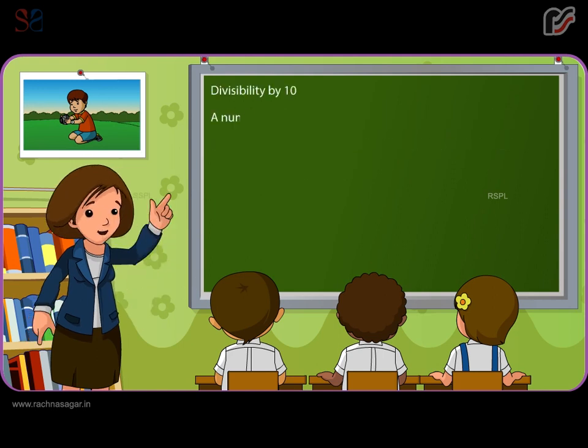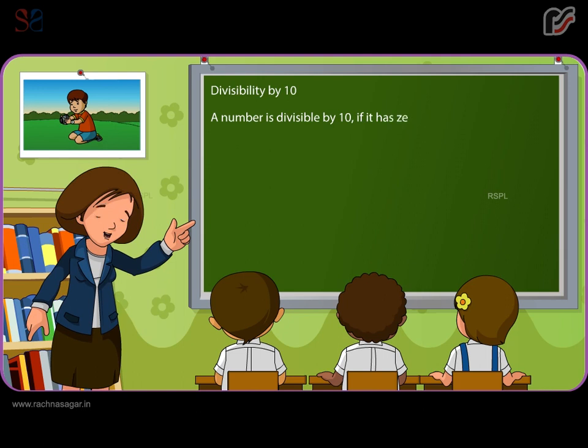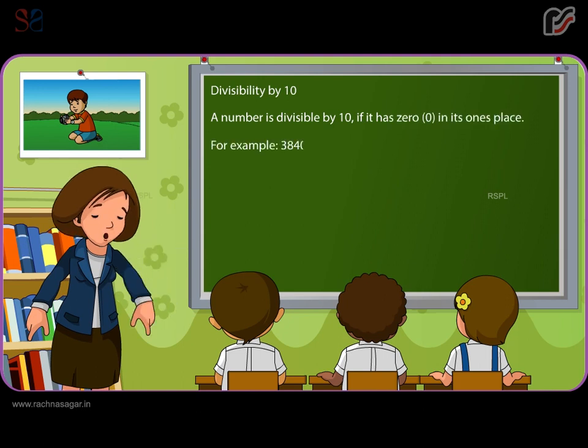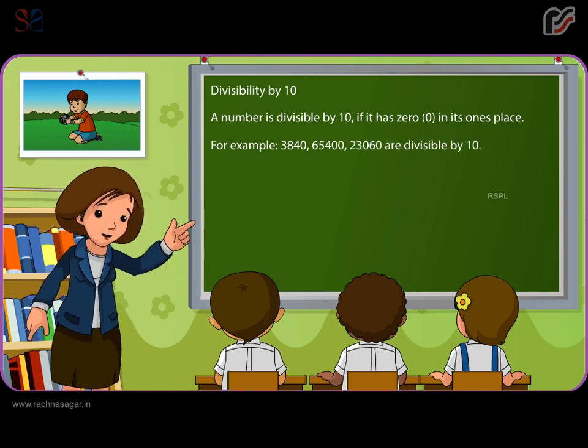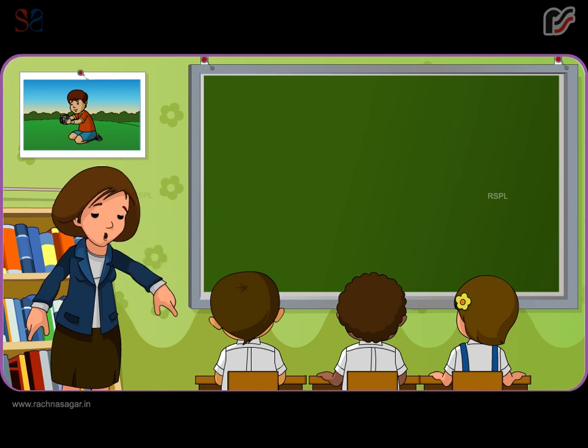Divisibility by 10. A number is divisible by 10 if it has 0 in its ones place. For example, 3,840, 60, 5,400, 23,060 are divisible by 10.